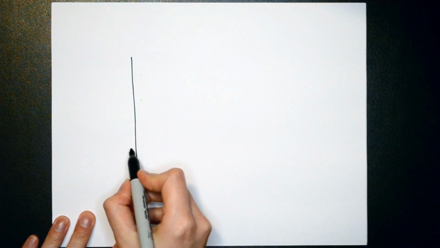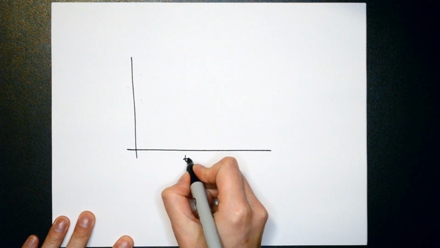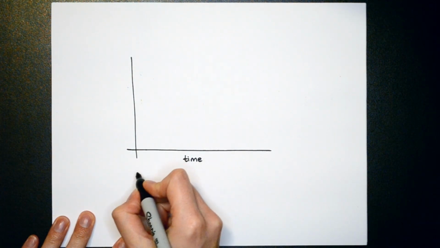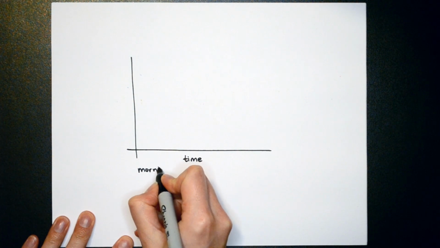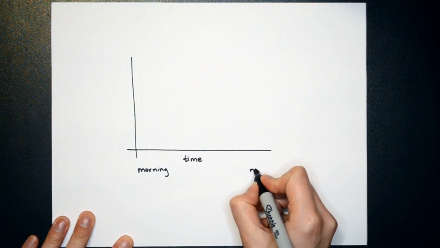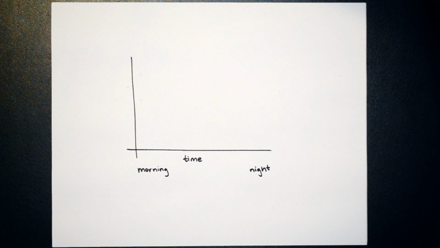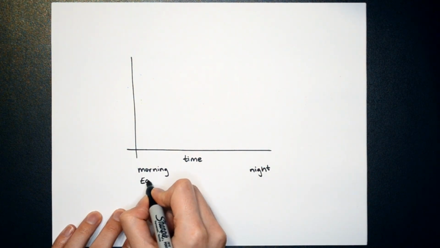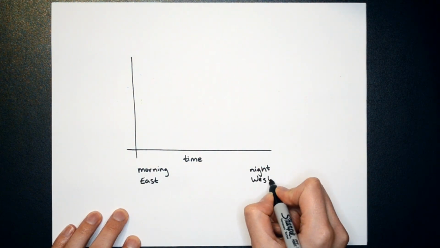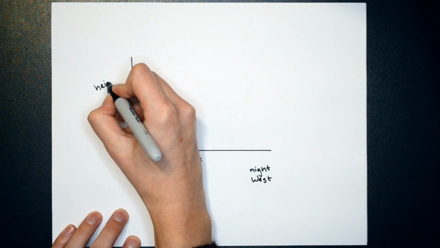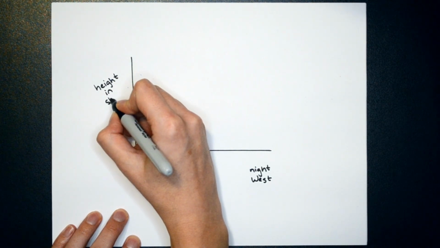To understand this better, let's consider how the sun looks to us on Earth at each of these points. We'll make a plot where the x-axis represents time of day from morning to night and also represents the horizon, and the y-axis will be the height of the sun in the sky.